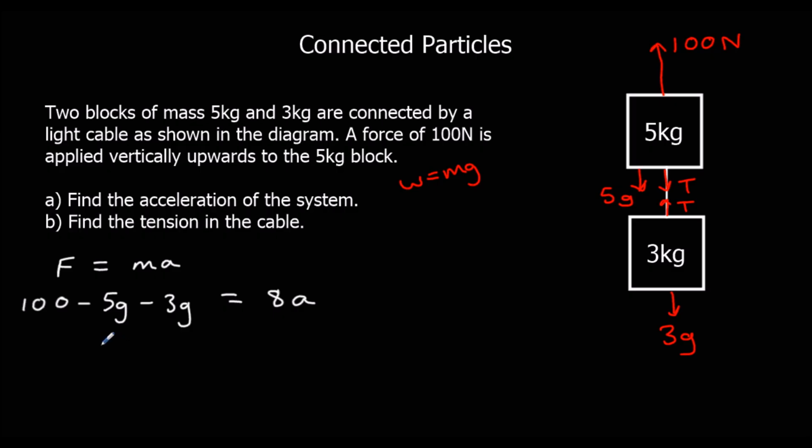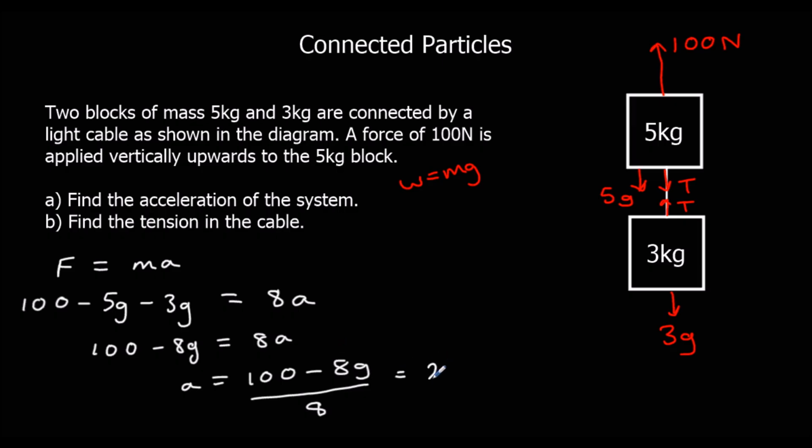So if we just simplify this, 100 minus 8g equals 8a. And so a equals 100 minus 8g over 8. We could leave it, or we could simplify it. If we type it into the calculator with g as 9.8, we get our answer to two significant figures of 2.7 meters per second squared.